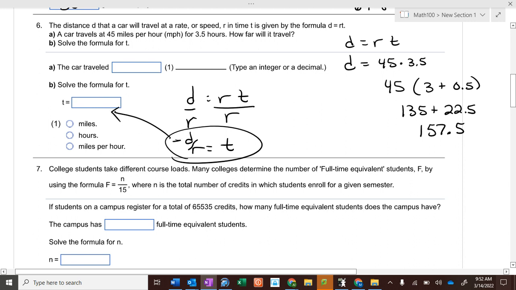And then distance is in miles, rate is in miles per hour. So what's miles divided by miles per hour going to get you? Exactly. So if you take the numerator times the reciprocal of the denominator, the miles cancel and you're left with hours. Obviously, time would be hours.